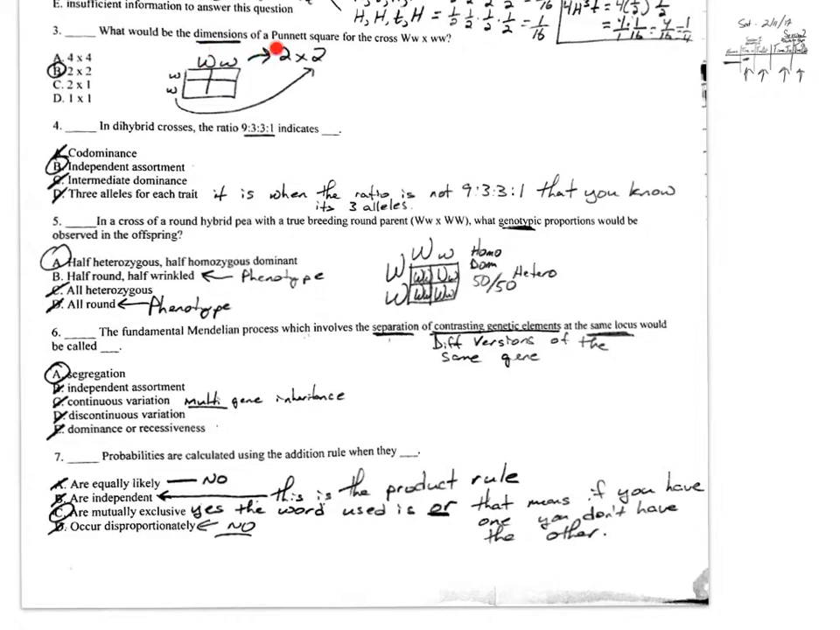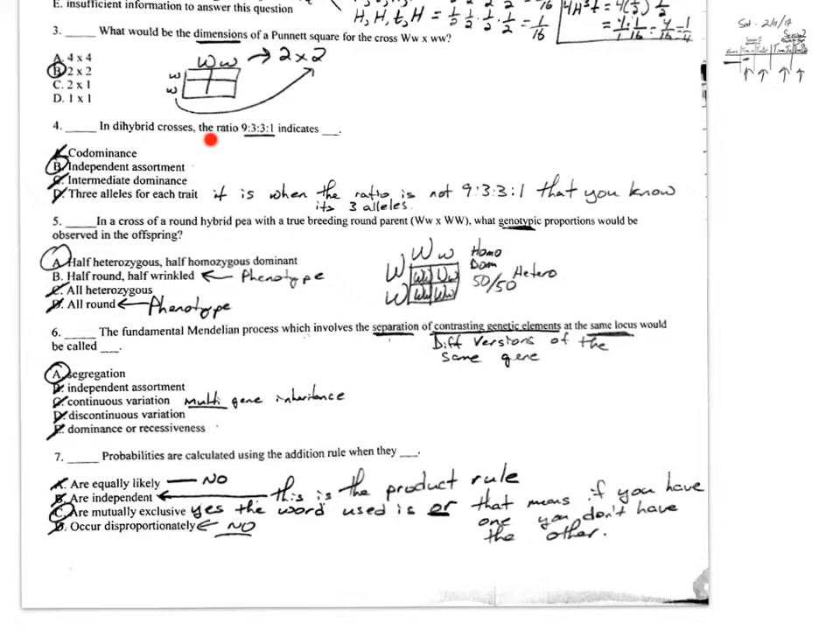What would be the dimensions of a Punnett square when you have this cross? Well, I drew it here for you. It's a 2 by 2. Yes, bless you. 2 by 2. It's a 2 by 2 square. So that should be pretty straightforward. Everybody okay with that? All right.